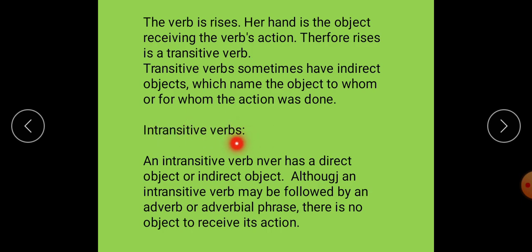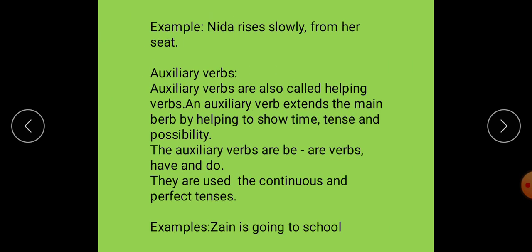Intransitive verbs. An intransitive verb never has a direct object or indirect object. ट्रांजिटिव वर्ब जो है वो कभी इसका जो है डायरेक्ट और इनडायरेक्ट ऑब्जेक्ट नहीं होता. Although an intransitive verb may be followed by an adverb or adverbial phrase, there is no object to receive its action. Example, Nida rises slowly from her seat. Here there is no direct object in this sentence.